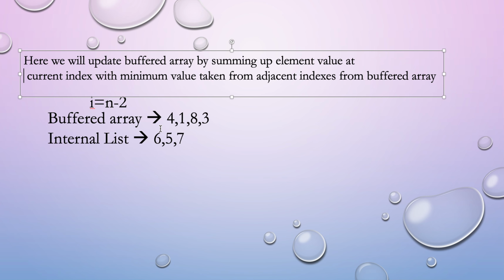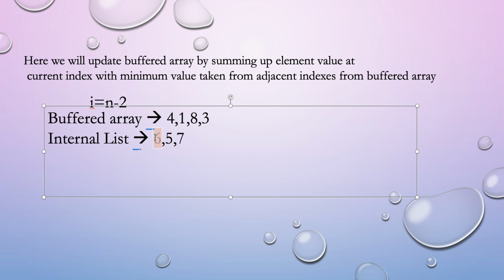For example, let's take the value of 6 that is present at index 0 and its adjacent values, that is, the values present at index 0 and 1 in the buffered array are 4 and 1 respectively, and the minimum of 4 and 1 is 1, and the sum of 1 and 6 is 7.